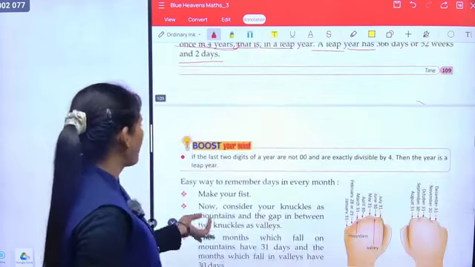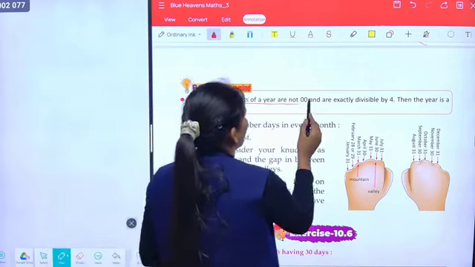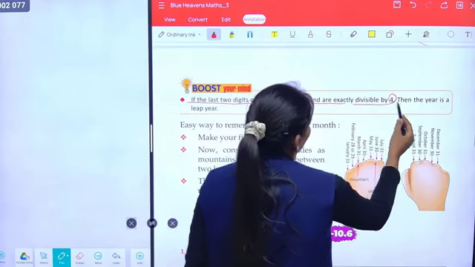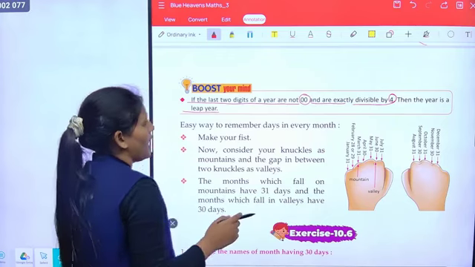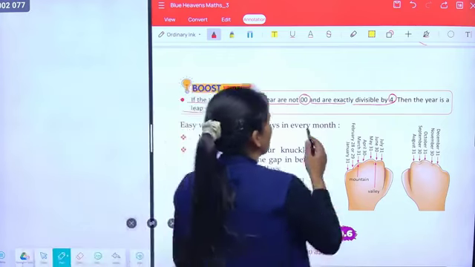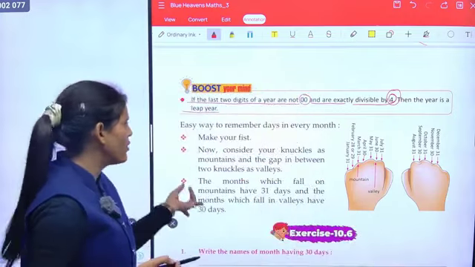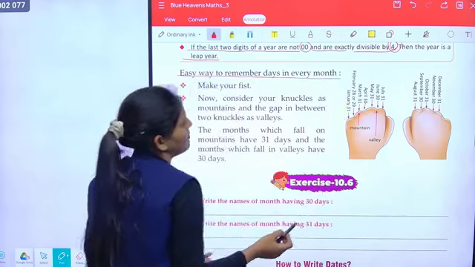Understood? Now, if the last two digits of a year are exactly divisible by 4, then it is a leap year. If the last digits are divisible by 4, then it is a leap year. Okay, an easy way to remember days in every month.